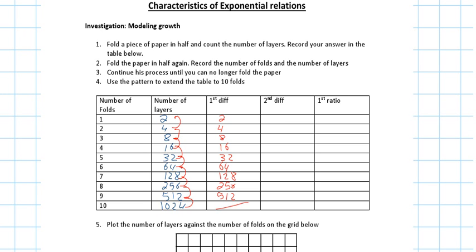Right? So the second difference tells me I take my first differences and I subtract them. Yeah? So I take 4 take away 2, 2. 8 take away 4, 4. 16 take away 8. 32 take away 16 is 16. 64 take away 32 is 32. 128 take away 64 is 64. 256 minus 128 is 128. And 512 minus 256 is 256.